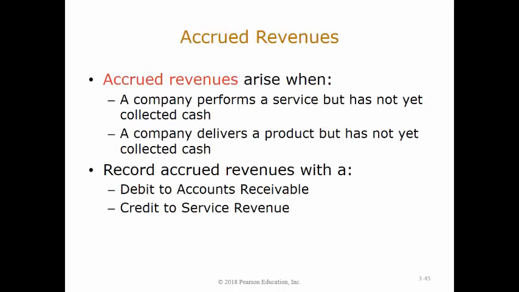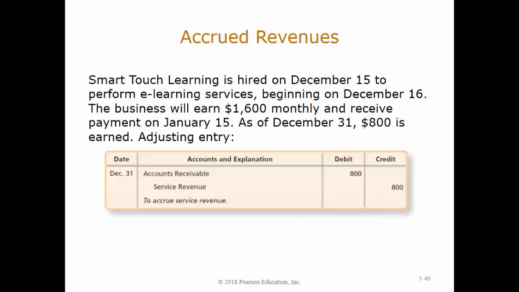Accrued revenue occurs when a company earns revenue, usually as a result of performing services or delivering products to a customer before receiving payment. If the revenue has been earned, it is recorded even if payment has not been received from the customer. Accrued revenue entries generally require a debit to the customer's accounts receivable and a credit to a revenue account. Smart Touch Learning is hired on December 15th to perform e-learning services beginning on December 16th.